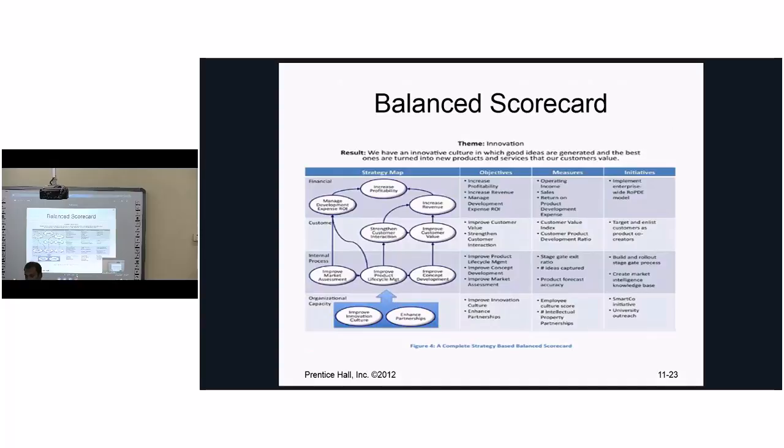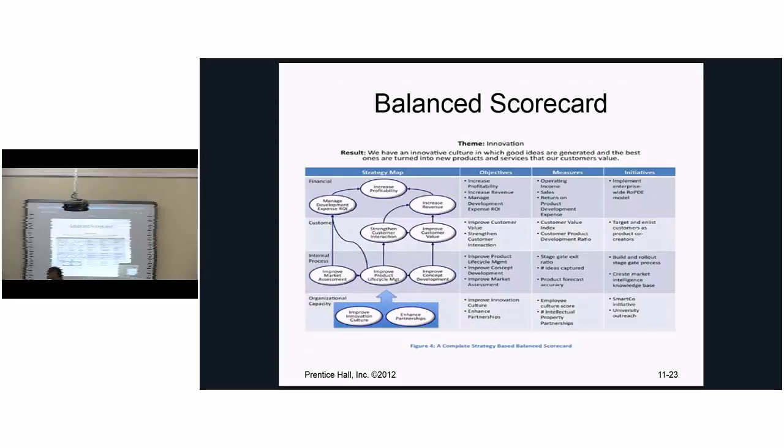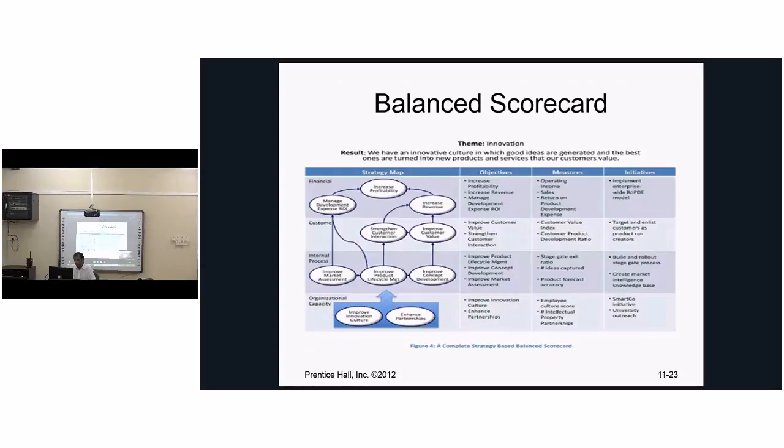So here you will see how the balance scorecard and the strategy are linked to each other. Now your financial perspective is to increase profitability. So the objective is to increase profitability, increase revenue, manage development expenses and ROI. Right? So to manage development expenses, ROI, or increase revenue, you need to have a customer.